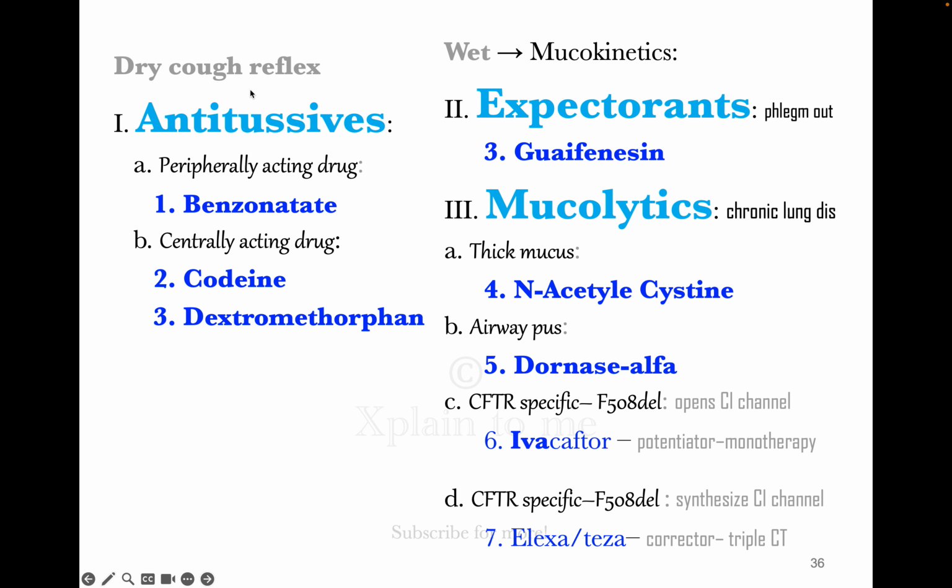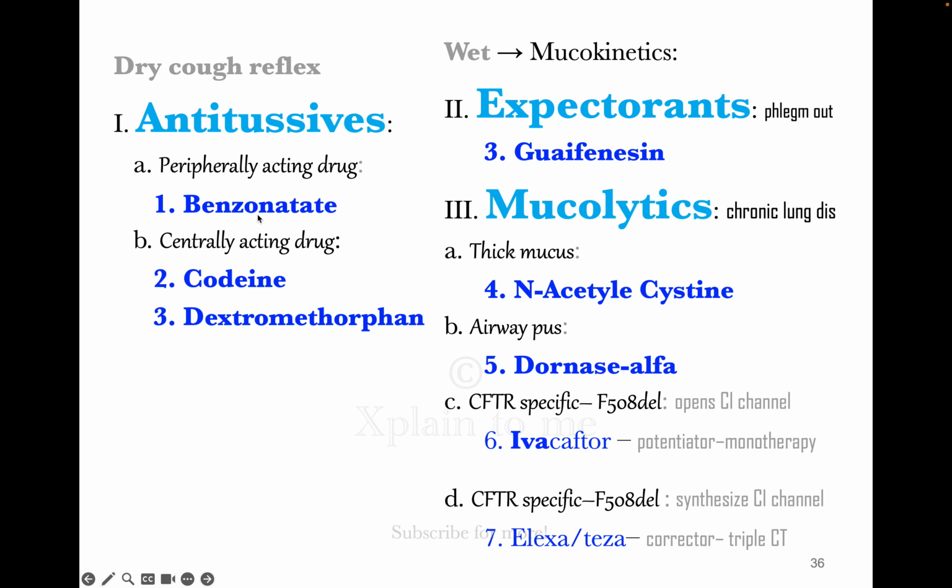Okay, let's distinguish this one. Let's focus on antitussives. Antitussives treat dry cough due to different situations, but when do you use them and how do you distinguish these 3 drugs? Very easy to understand. When a patient gets a moderate or mild cough due to airway irritation or post-viral infection, or whenever you need to avoid any CNS depression, you go for benzonatate.